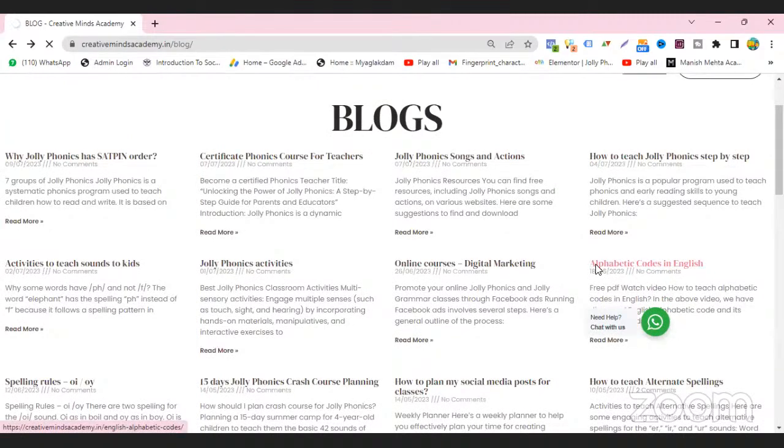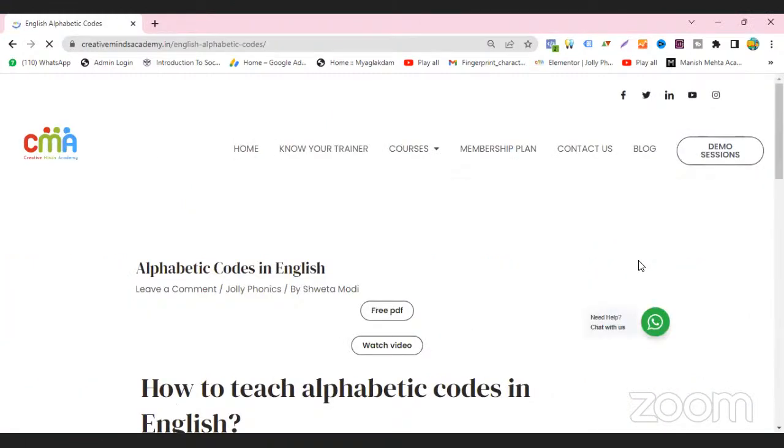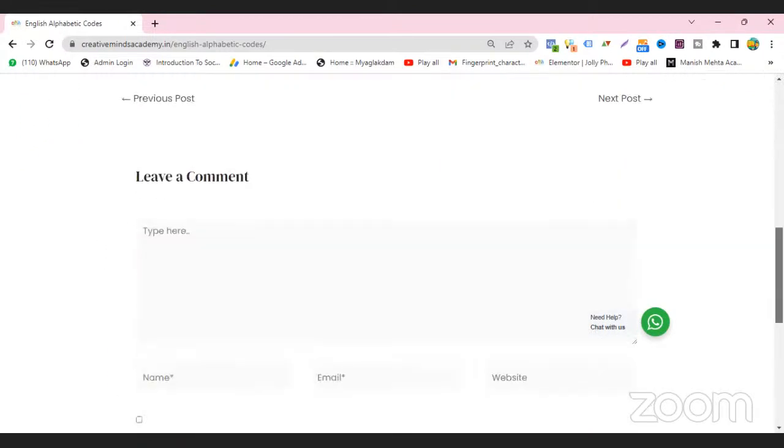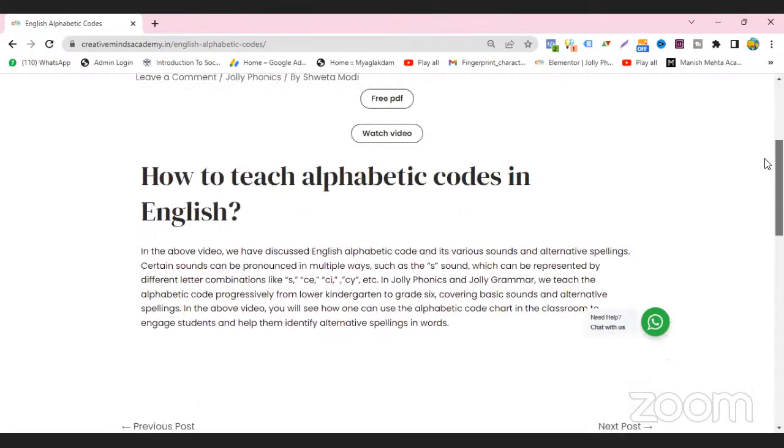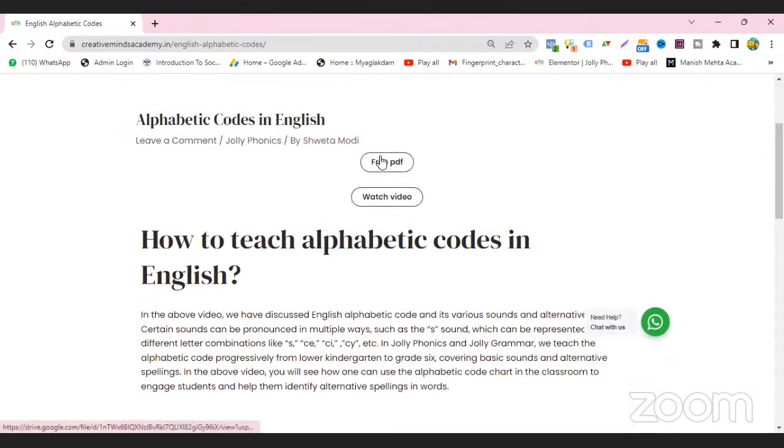What are alphabetic codes in English? These are very, very important alphabetic codes. Because rules, however many rules you teach, it will be less. It's very difficult to teach 100 rules to a small child. But if you teach them alternative alphabetic codes, that is going to help the child a lot.